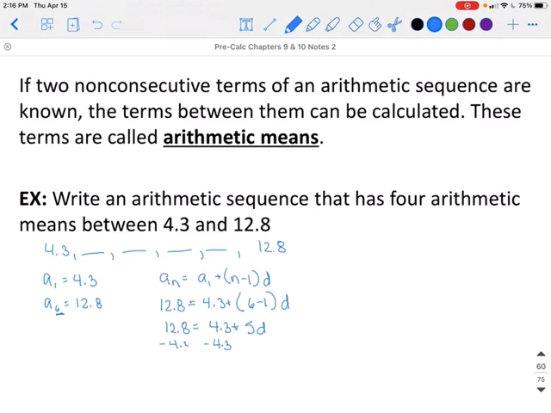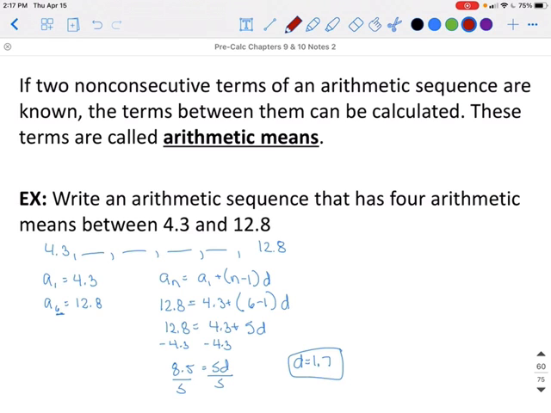If we take that 4.3 to the other side, we just subtract it. This leaves us with 8.5 is equal to 5d. If we divide both sides by 5, we see that our common difference equals 1.7. So that means we would need to add 1.7 each time.